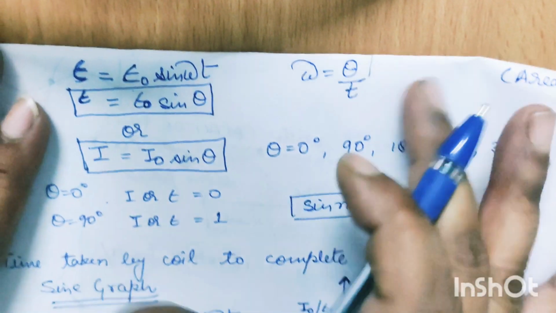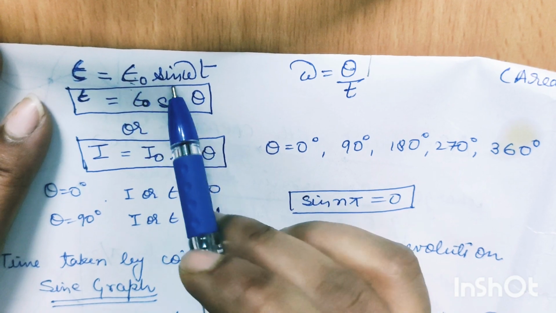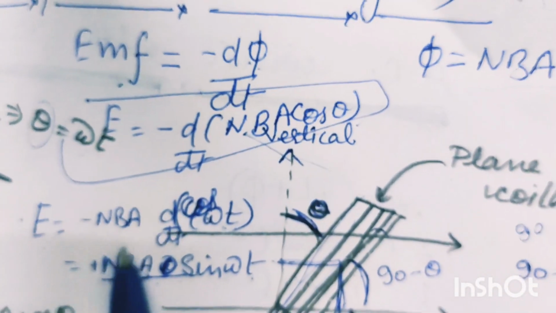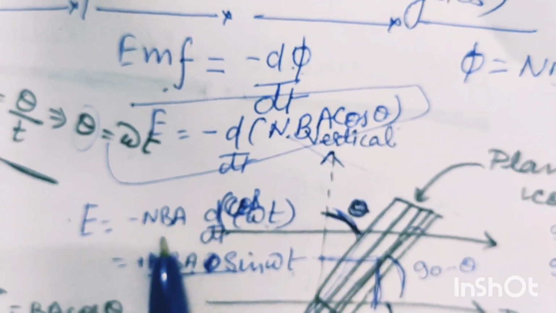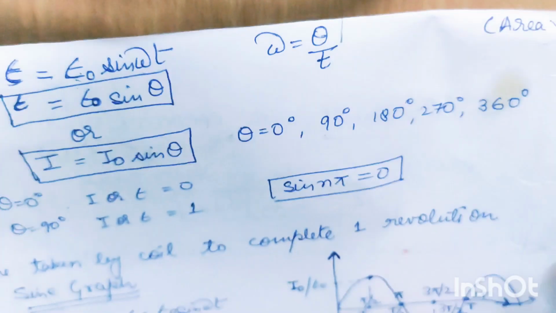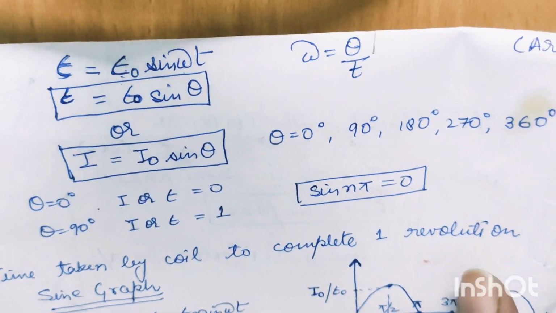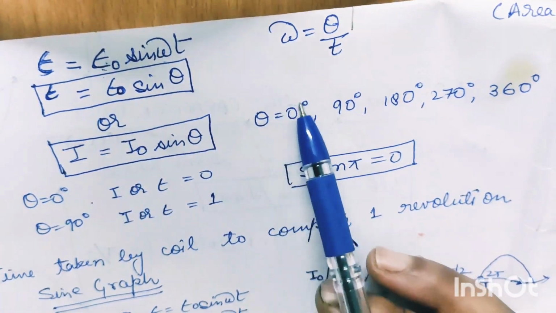We have proved that E is given by E naught sin omega t. From here, I have calculated that E is NBA sin omega t. This whole NBA is a constant E naught. Okay, so E naught sin omega t. Now in a quadrant, suppose theta is equal to 0 degree.